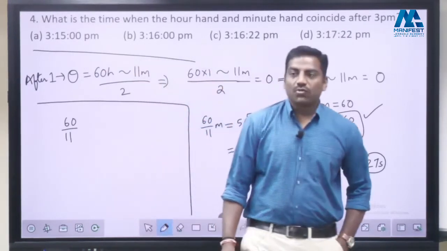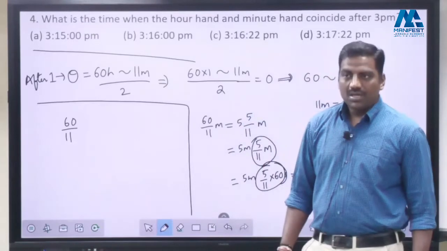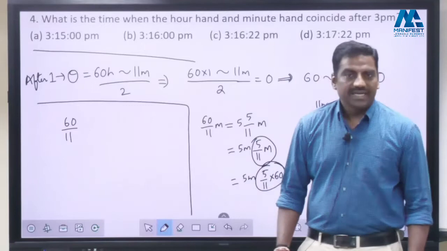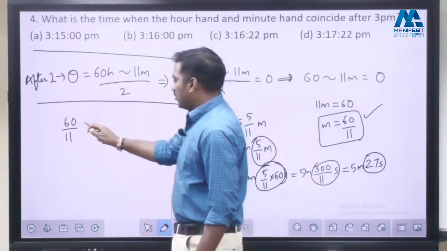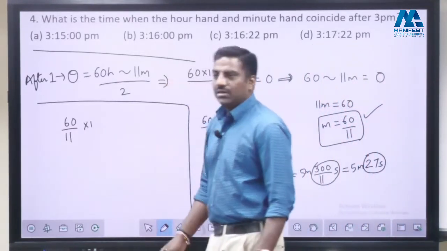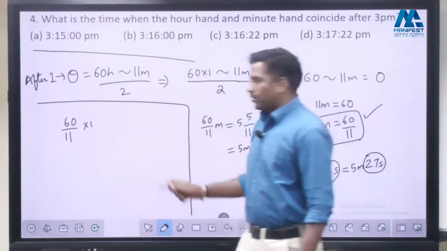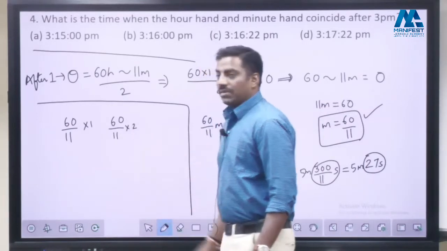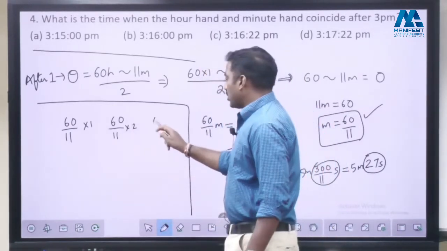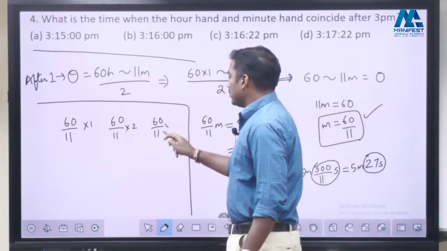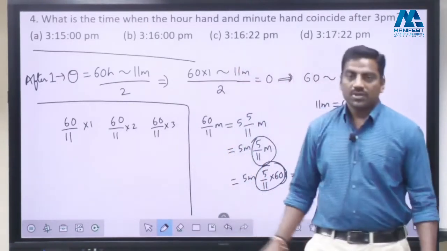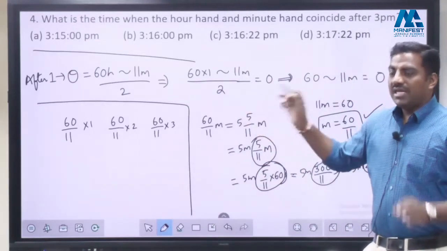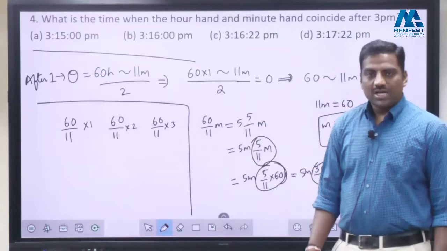Now, after 1 o'clock, if you are finding the time, the minutes where exactly they have coincided, you just take this 60 by 11 and multiply by 1. After 2 o'clock, take this 60 by 11 and multiply by 2. After 3 o'clock, take this 60 by 11 into 3. You will get the answer. That's it. Where they are meeting, see how many hours are done.